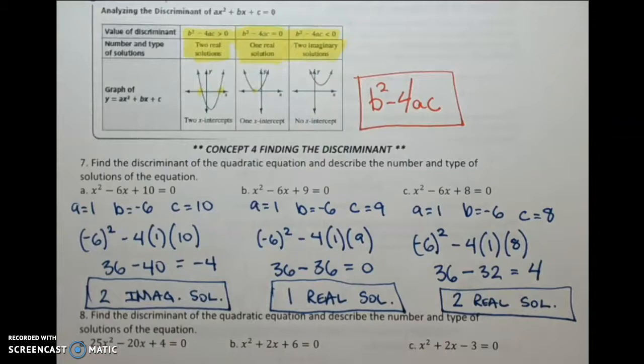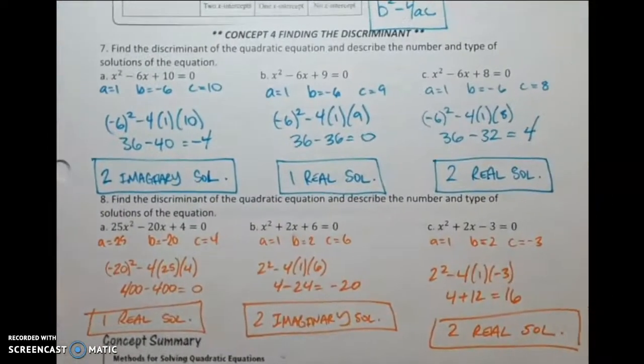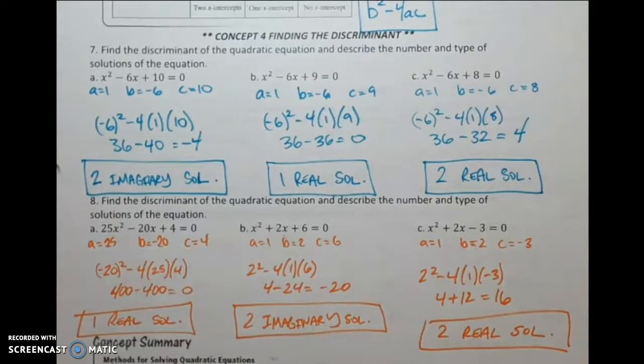I'm going to ask you to do the same thing on number 8. Just try it. I'm going to show you the answer here. So pause, work through that. Unpause when you're ready to see the answers, and here we go. A is 1 real solution, B is 2 imaginary solutions with a negative 20, and then C is 16, which is 2 real solutions. Alright, check those answers out.